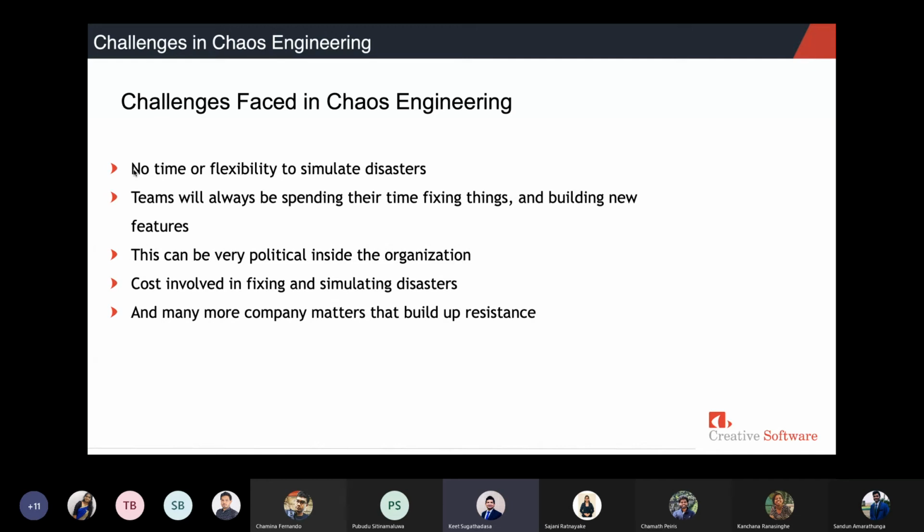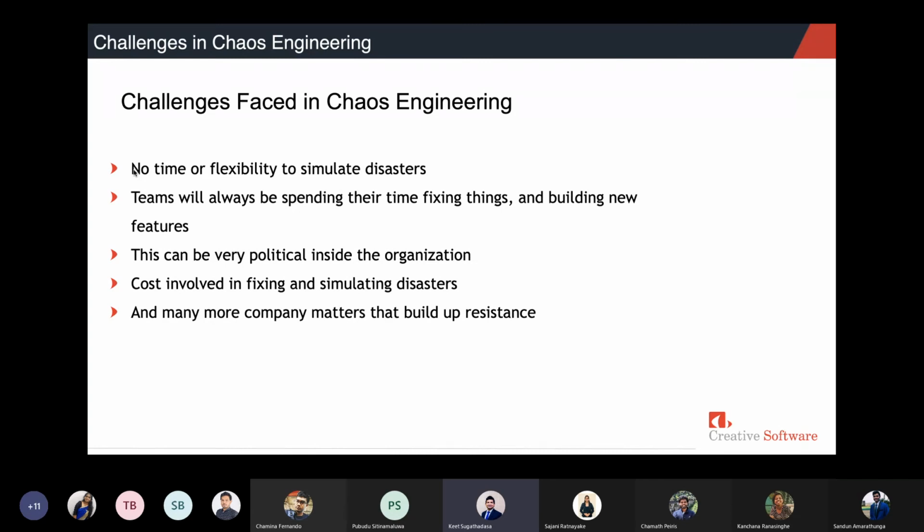This is not only related to chaos engineering. If you perform a different kind of experiment or even QA exercises, you might see challenges like this being faced in engineering organizations. And you can also see this can be very political inside the organization. Some people might like this, some people might not, some people might like to lead this, things like that. And the cost involved in fixing and simulating disasters might be a little bit high.